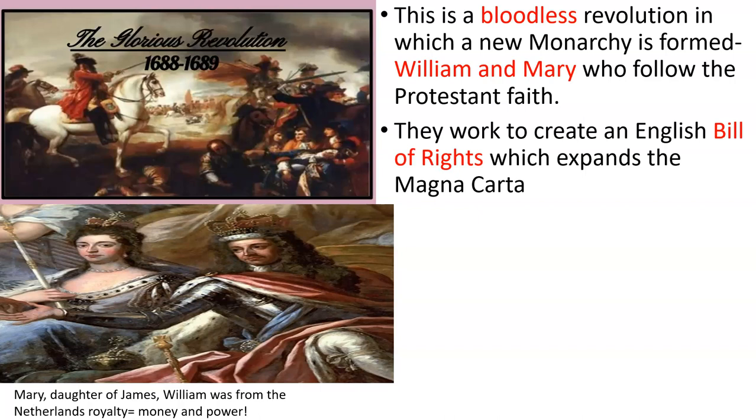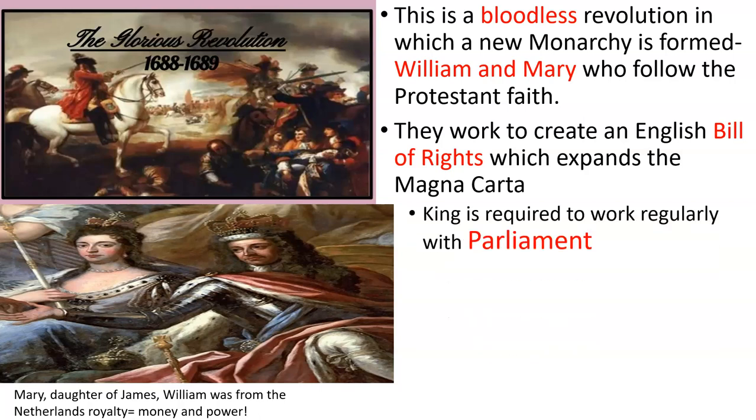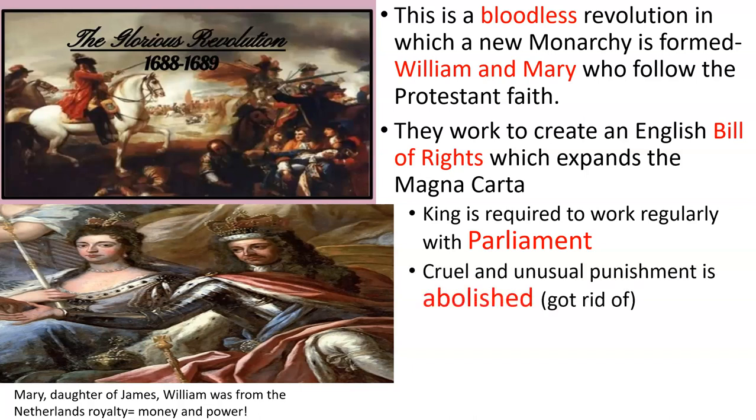The two decide to sign something called the English Bill of Rights, which takes the Magna Carta, puts it on steroids, basically, where the king and queen realize that absolutism ain't working. And if they stay on this trajectory, they're going to get more revolution and it's going to be bad. So what they do is they say, listen, we're going to work regularly with Parliament as part of our Bill of Rights. We're going to give our people certain freedoms and rules that we will follow.